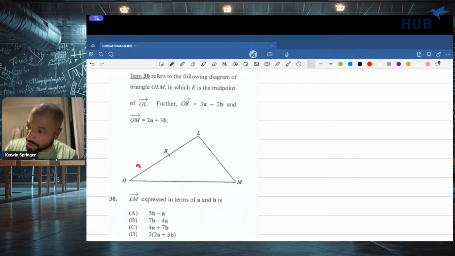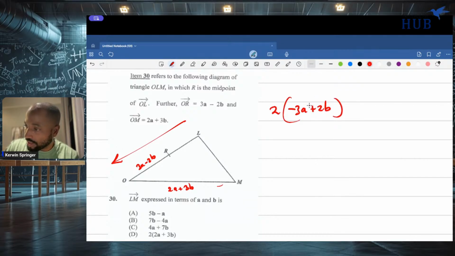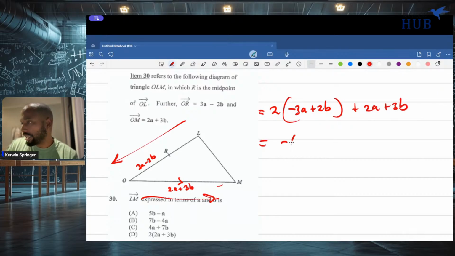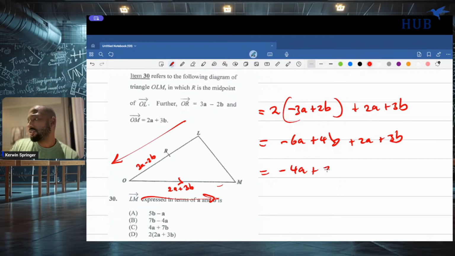OR is 3A minus 2B. OM is 2A plus 3B. And R is the midpoint, cool. And whatever, LM, so we need to go this way, which is opposite. So it'll be minus 3A plus 2B. And actually it's 2 of that, so it's 2 of that. And then we have to go this way, OM. So we'll be adding on 2A plus 3B, and we have to see what that boils down into. Negative 6A plus 4B plus 2A plus 3B. Negative 4A plus 7B.